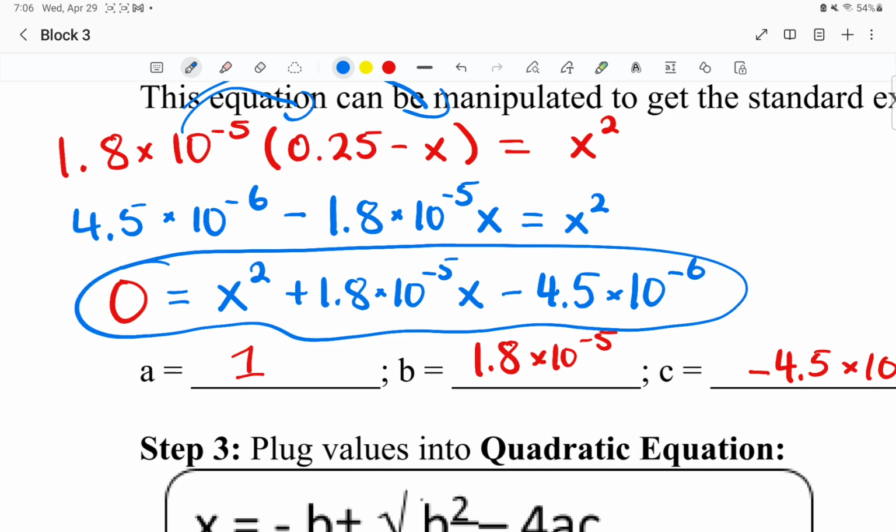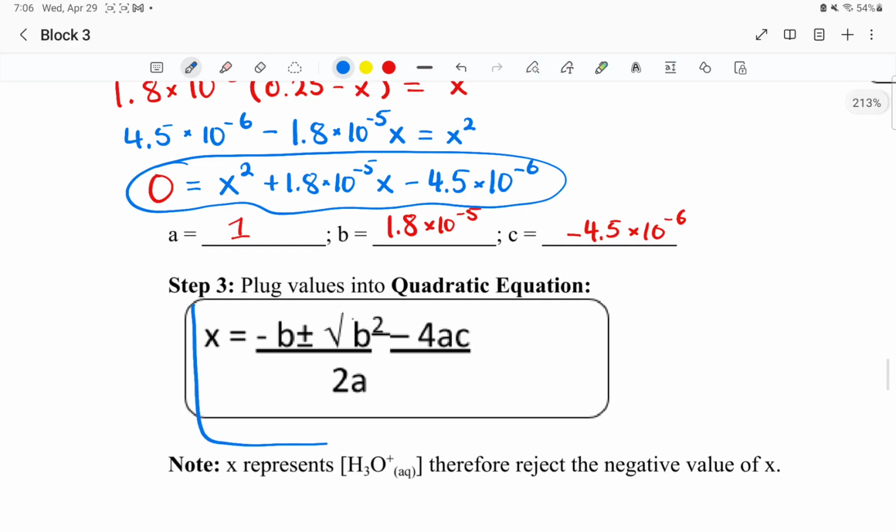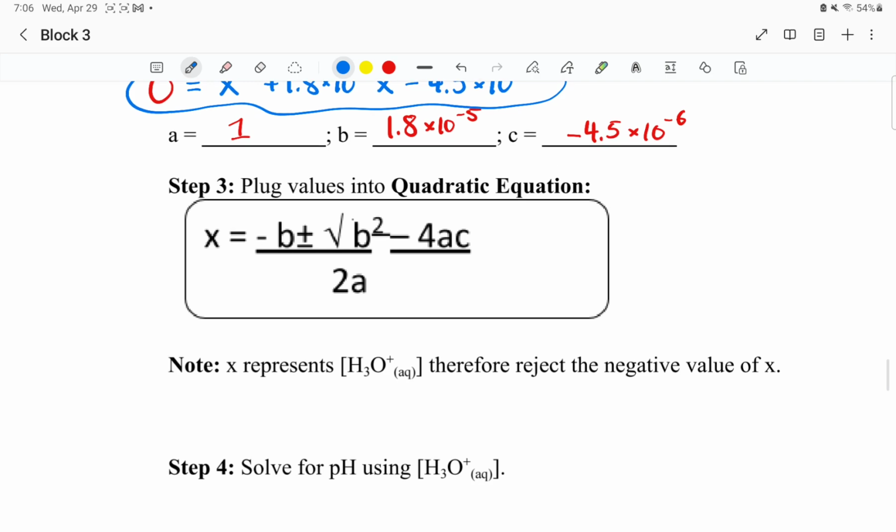So you can graph it and find the x-intercepts. You can get 2 of them, pretty sure. Or you can use the quadratic formula, which says it's negative b plus or minus the square root of b squared minus 4ac, divided by 2a.